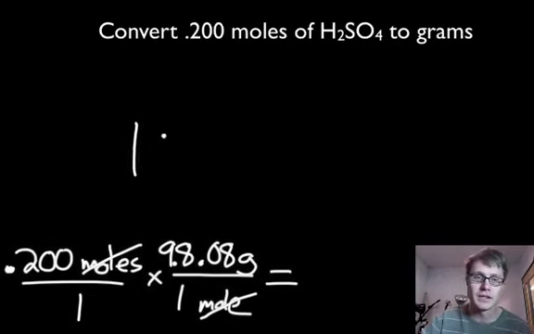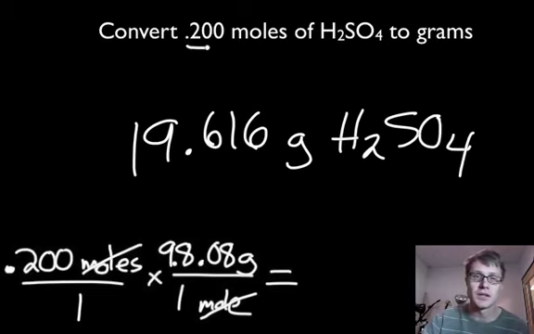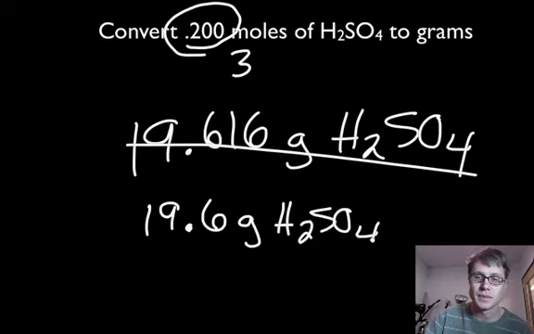And so it's 19.616 grams of H2SO4. Okay, now let's do significant digits. This has how many significant digits? 3, and so this would not be the correct answer. The correct answer would be 19.6 grams of H2SO4. So that's going from moles to grams, and we just simply multiplied it by the number of grams.